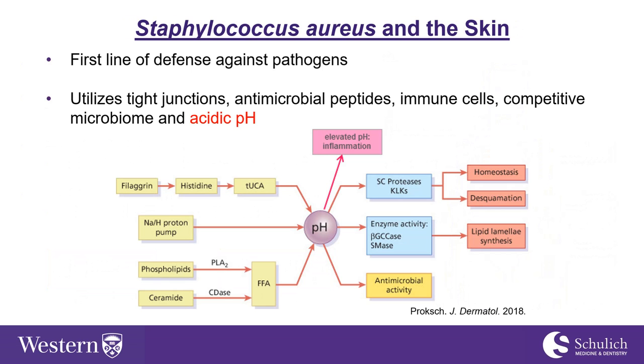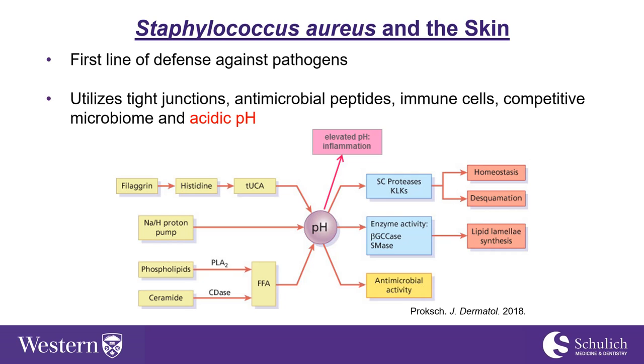As previously mentioned, skin/soft tissue infections are important and represent 90% of all CA-MRSA, indicating a need to examine S. aureus colonization of the skin. The skin represents the initial defense against pathogens, utilizing keratinocytes with tight junctions, antimicrobial peptides, immune cells, and a competitive microbiome to protect against infection. However, it is the acidic pH of 4.5 to 5.9 that is of particular interest.